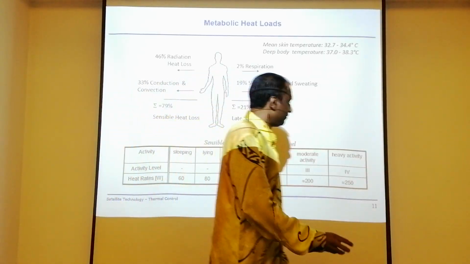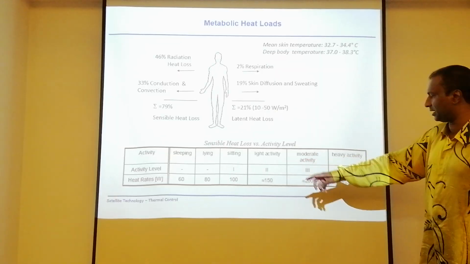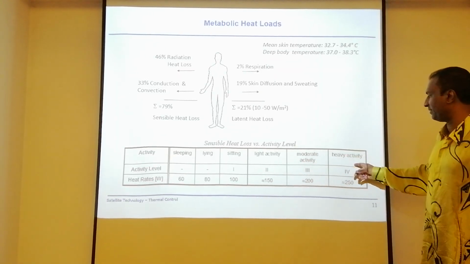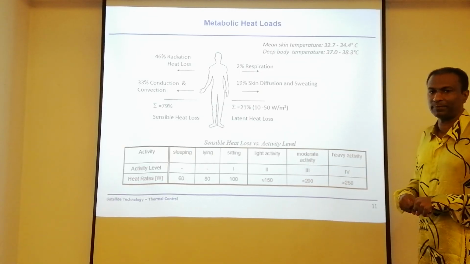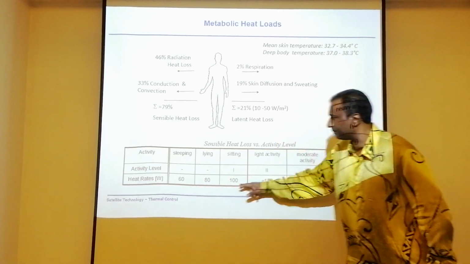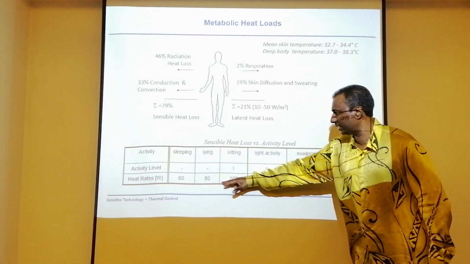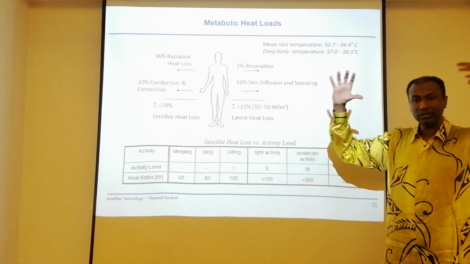If you look at the heaviest activity, he's going to lose about 250 for heavy activity. For example, you do cycling to keep fit on a space station. All this heat loss is going to go into the cabin, and you need to manage it.